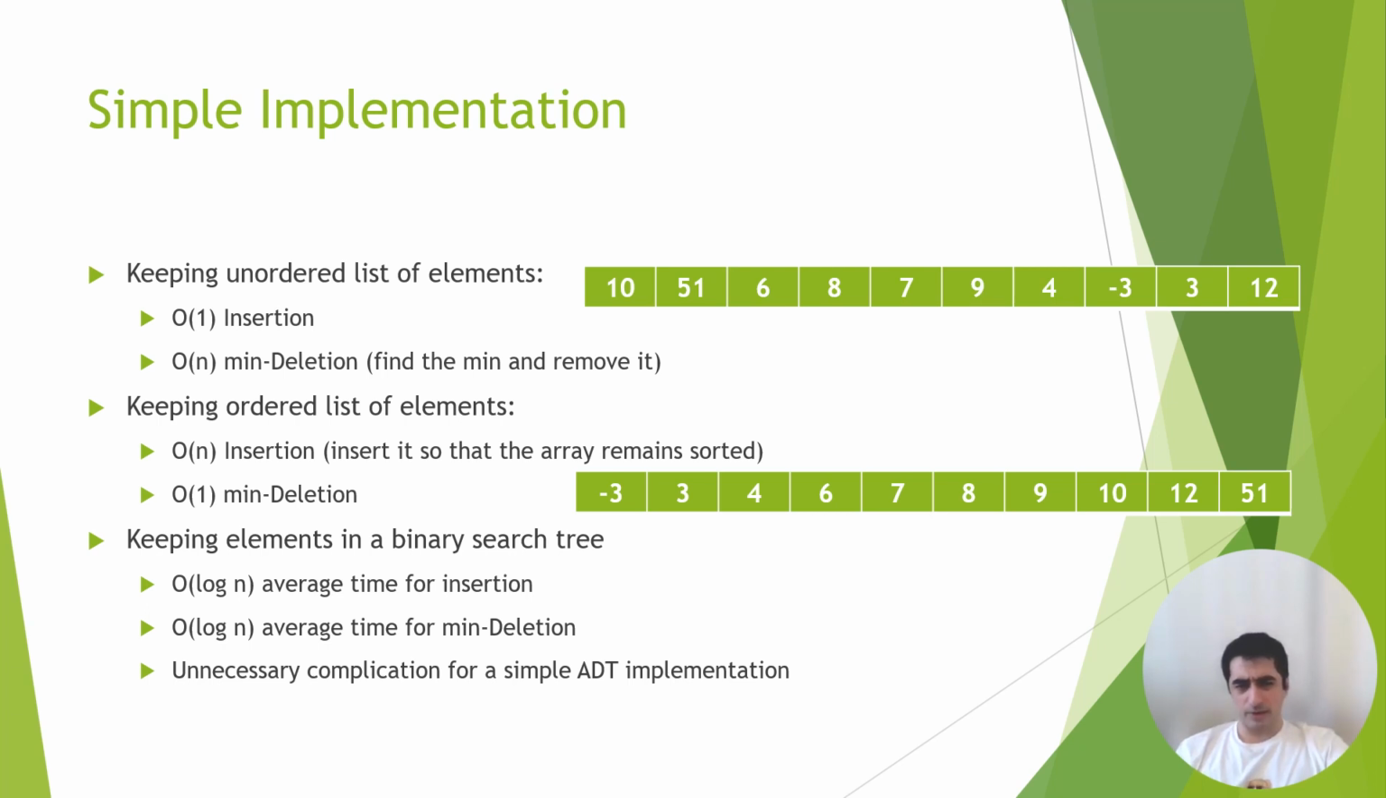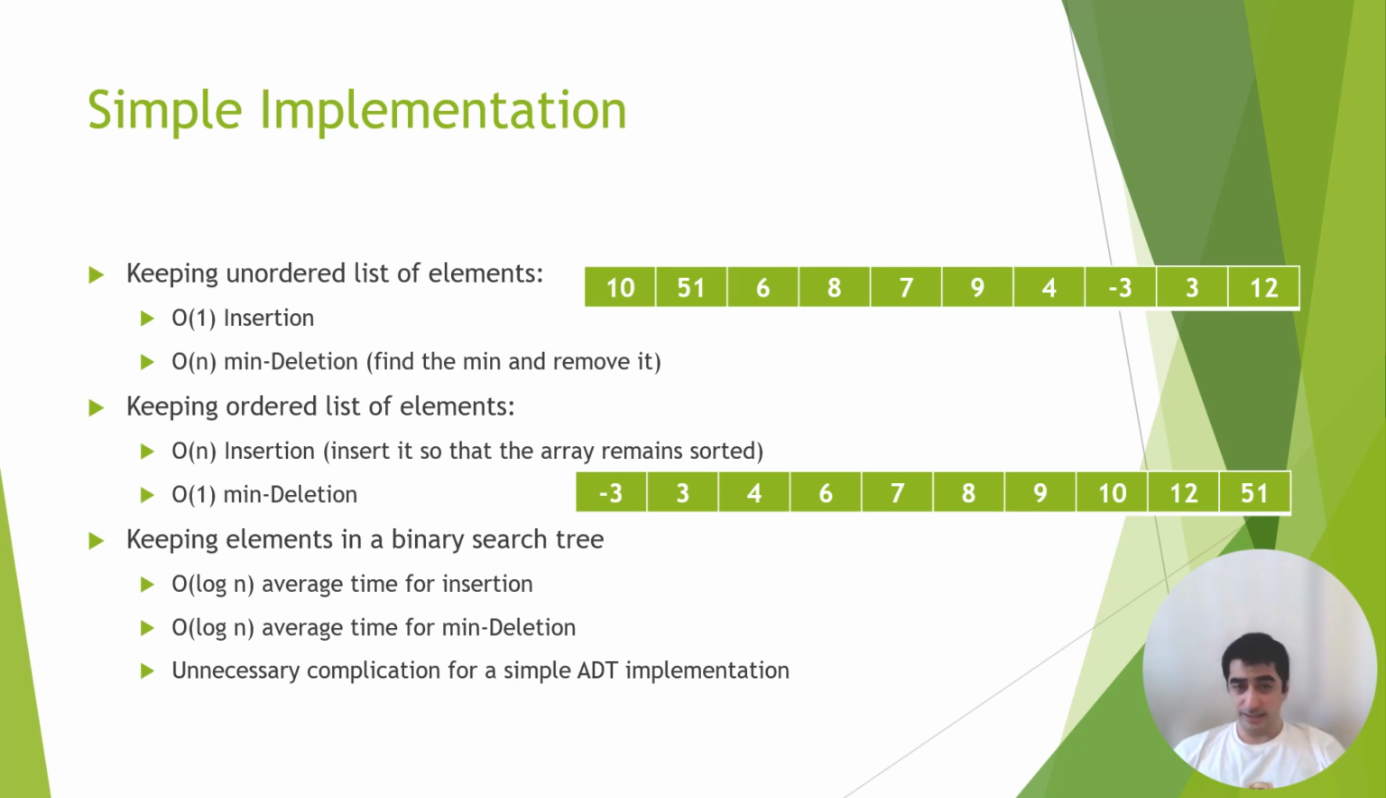This implementation has a very fast min deletion because the minimum is always at one end, or if we have a max priority queue, then the max deletion would be very fast because you always have the maximum at one end. But the problem is that the insertion will be time consuming because every insertion should not change the sorted property of the array. So that makes the insertion very inefficient and impractical. But the min deletion would be fairly simple.